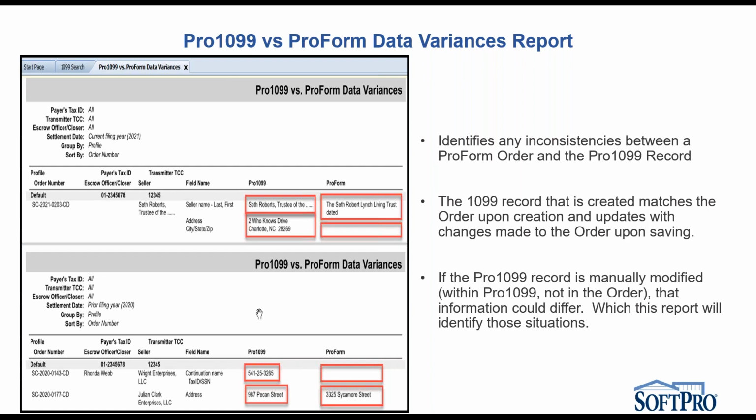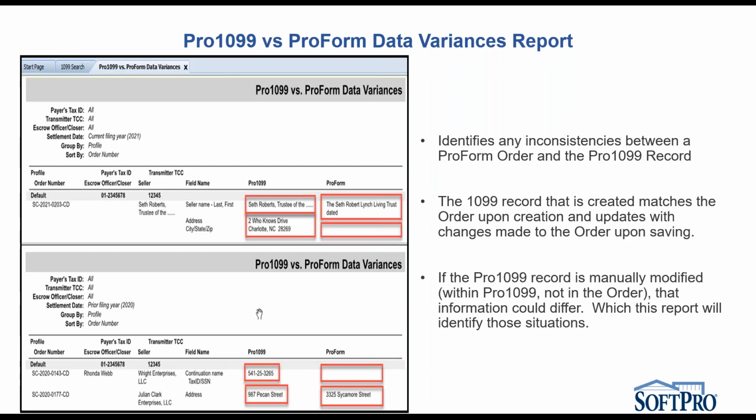Now, if it meets the criteria, great. And if you don't have to make any changes, because if you're in Proform and you're changing your order, possibly because you forgot to put in the forwarding address or whatever it is, the moment that you change it in your order in Proform, it's going to automatically update the Pro 1099 record. So that way you don't have to do it in 2 pieces.